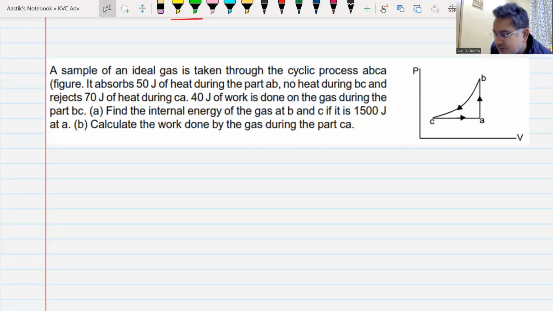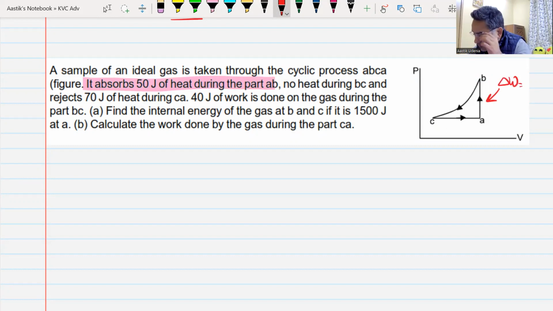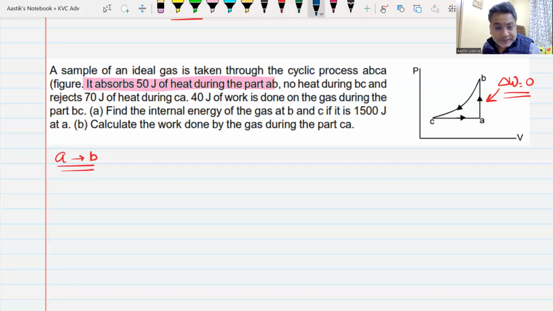So how are we supposed to do this? We do simple things. I look at the starting process. The starting process is A to B. What type of process is A to B? Isochoric. So work done in this process is how much? 0. For the process A to B, let me write the first law of thermodynamics. It absorbs 50 joules. That should be equal to delta U plus work done. Work done is 0. So change in internal energy is plus 50 joules. Yes or no? Yes.